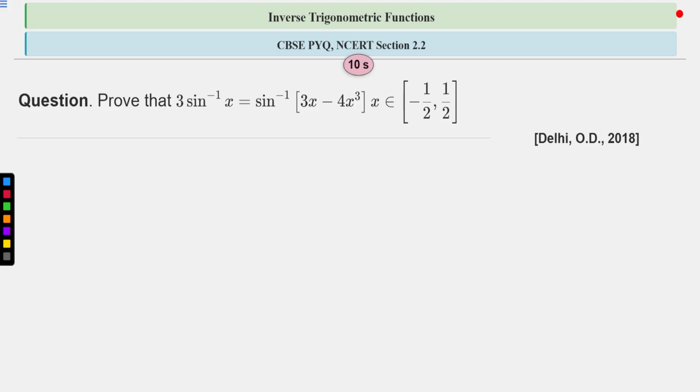Okay, I'm giving you 10 seconds to solve or think about this question. After that, we will move to the solution part, right?